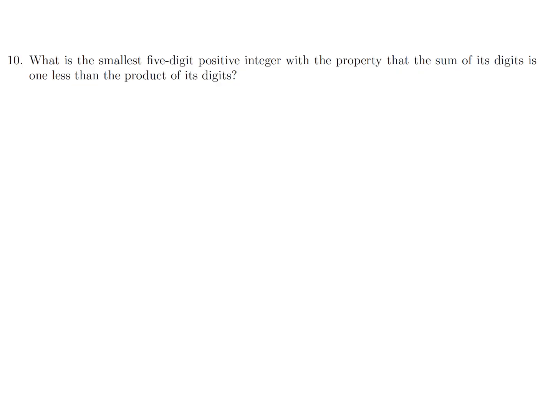What is the smallest 5-digit positive integer with the property that the sum of its digits is 1 less than the product of its digits? So we have A, B, C, D, E, some 5-digit number, and they're saying the sum of the digits, A plus B plus C plus D plus E, is equal to the product, but there's a little bit of a difference here. 1 less, right? So 1 less than the product.